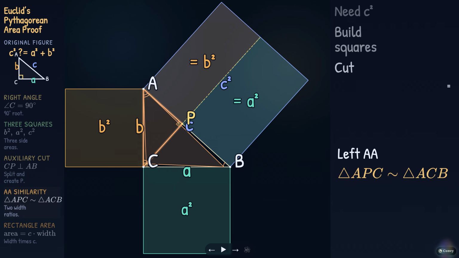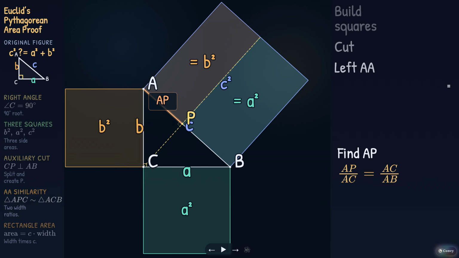Now look at the left small triangle. Triangle APC is similar to triangle ACB. That is the real engine of the proof, because similarity converts shape into a usable strip width inside the square on C. From that similarity, we get AP over AC equals AC over AB. So AP equals b squared divided by c.